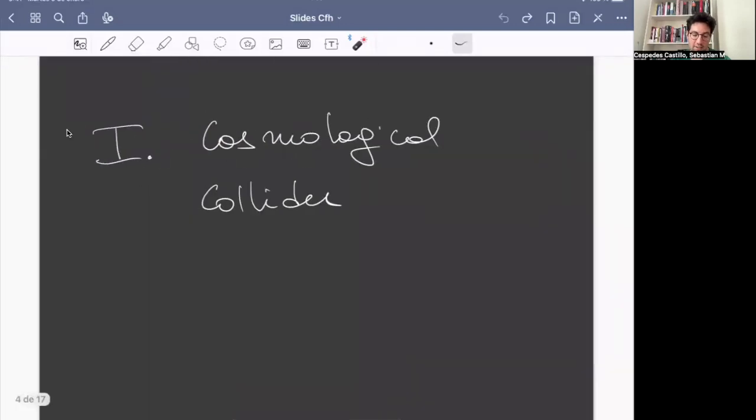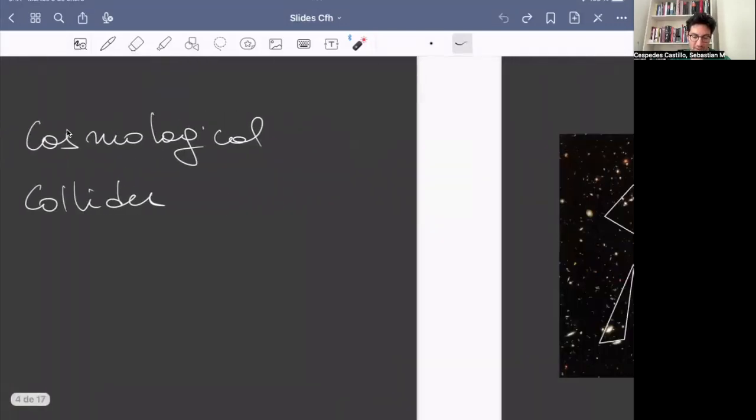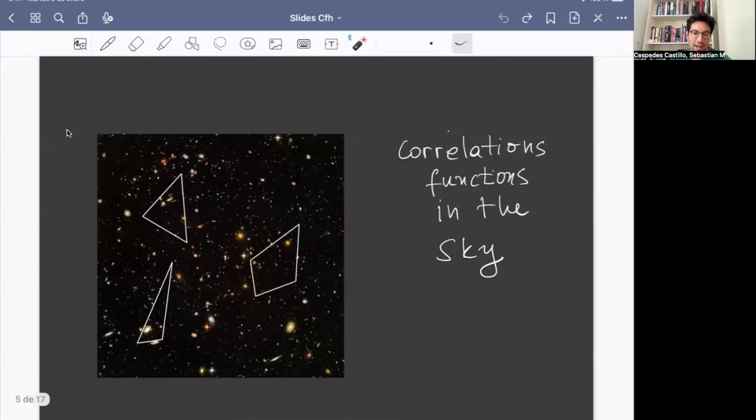So now we're gonna discuss the cosmological collider. When we look at the sky, the way that we make observations is by taking correlation functions between different points. For example, here we have a correlation function between 3 points forming a triangle, and here we have one between 4 forming a quadrilateral.